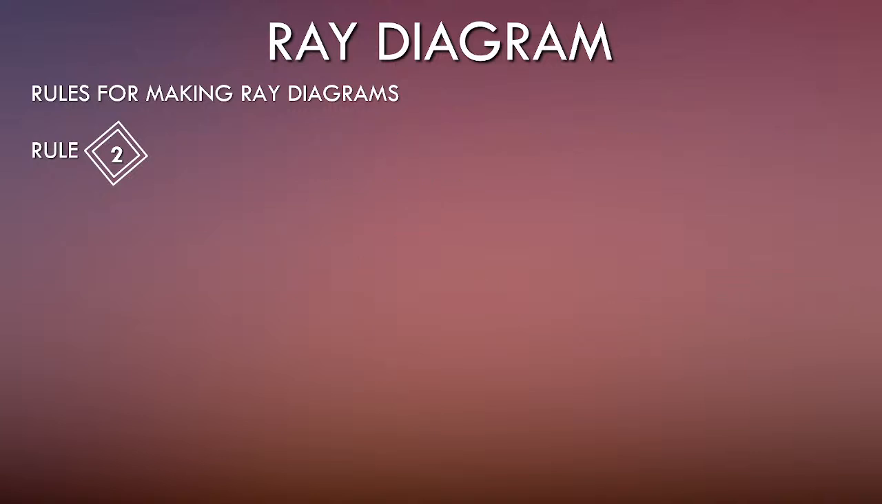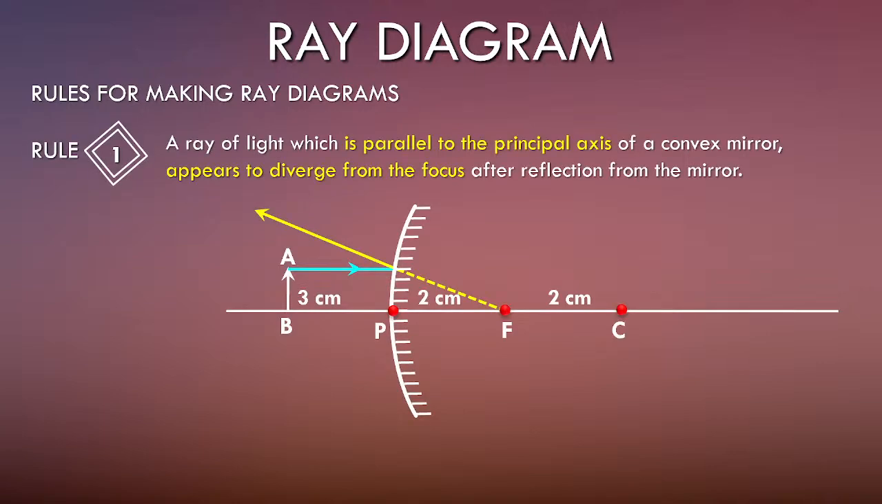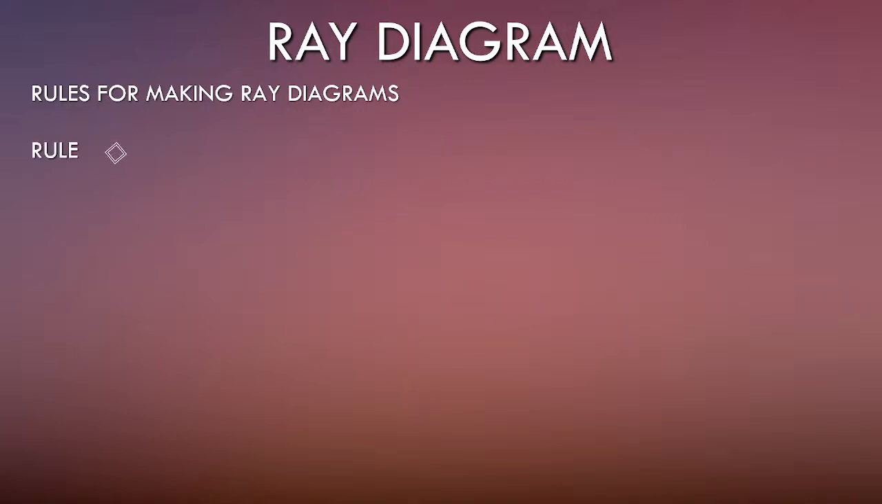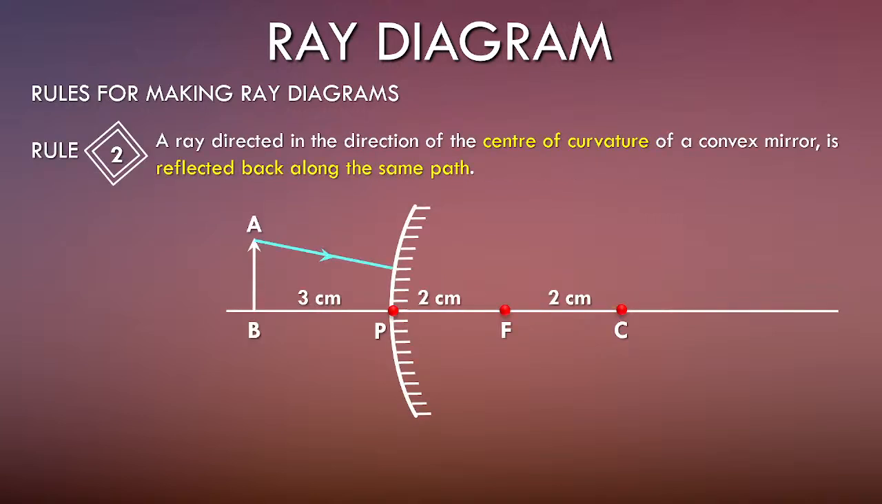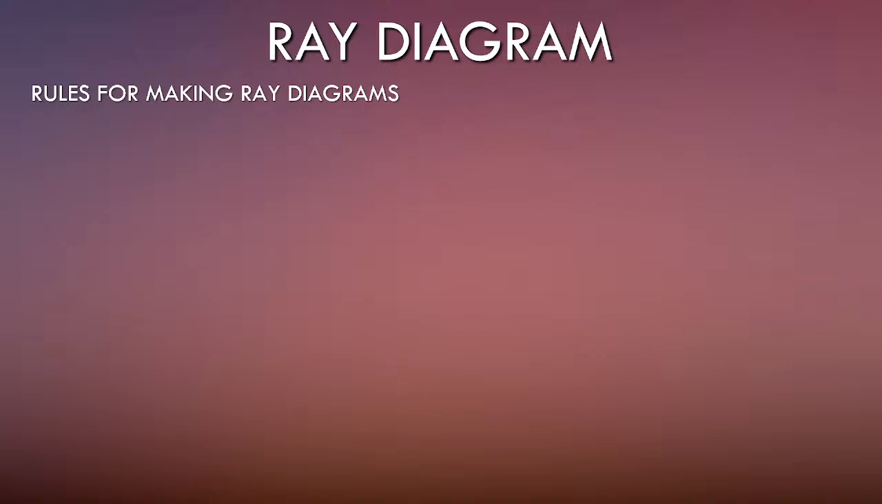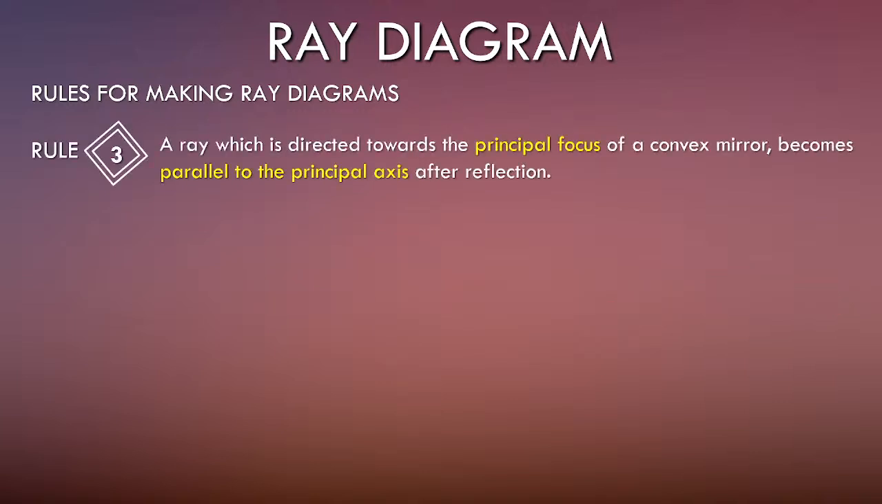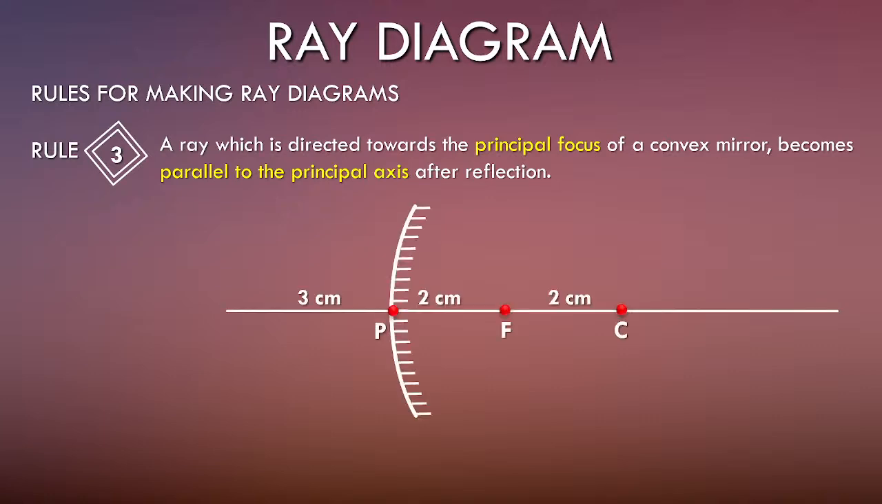Okay, so देखो पहले हमने first point क्या देखा था? Okay, हमने ये देखा था. Okay, so focus से जो line जाएगा, it will go straight. Diverging, it appears to be diverging. Look at this. Second point, if I take a line from center of curvature, it is going in the same path. Third rule for convex mirror, a ray which is directed towards the principal focus, okay, becomes parallel to which axis? Which axis? Principal axis.